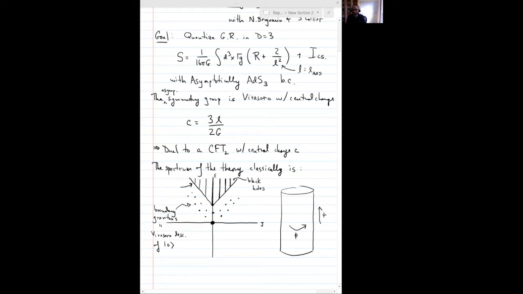When you do that, you break parity. General relativity is a parity invariant theory. Chern-Simons terms are parity odd. So you can break parity by putting in a gravitational Chern-Simons term. When you do that, you now have two copies of the Virasoro algebra, but with different values of the left-moving and right-moving central charge.